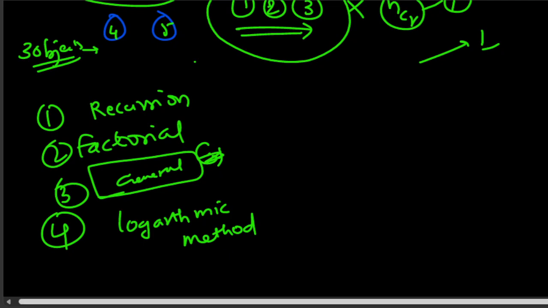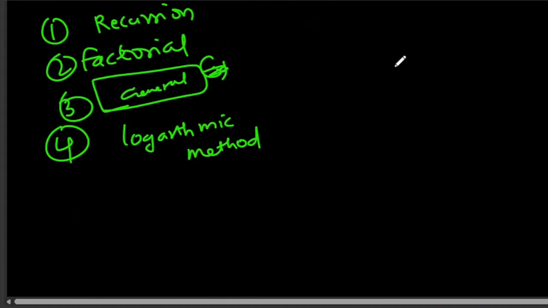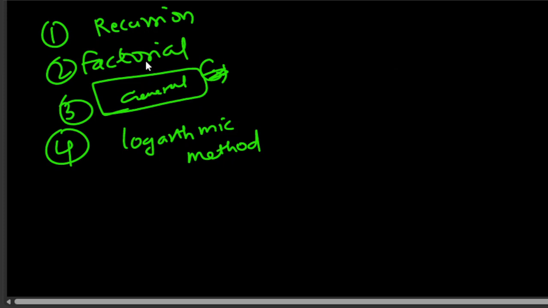I hope you understand what nCr really means. I said it here, selecting r objects from n objects. So let us go with the first approach.